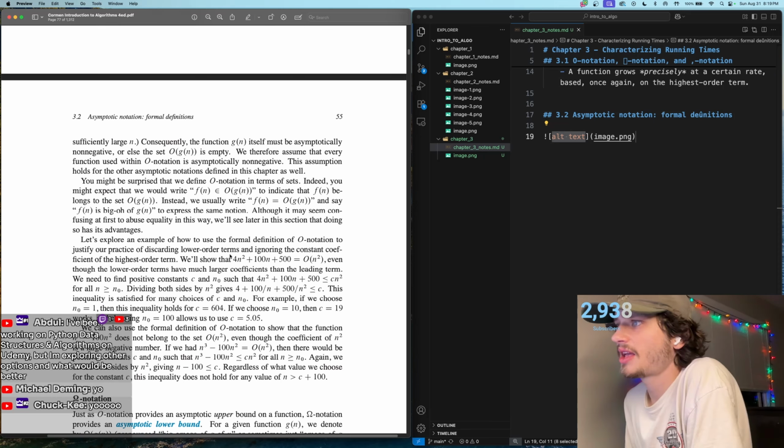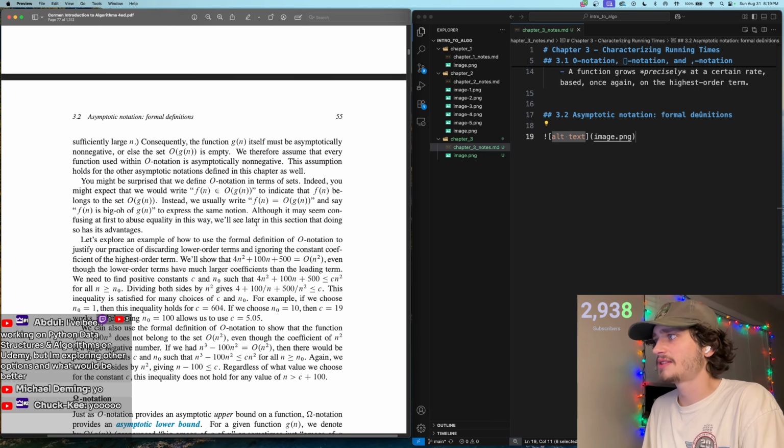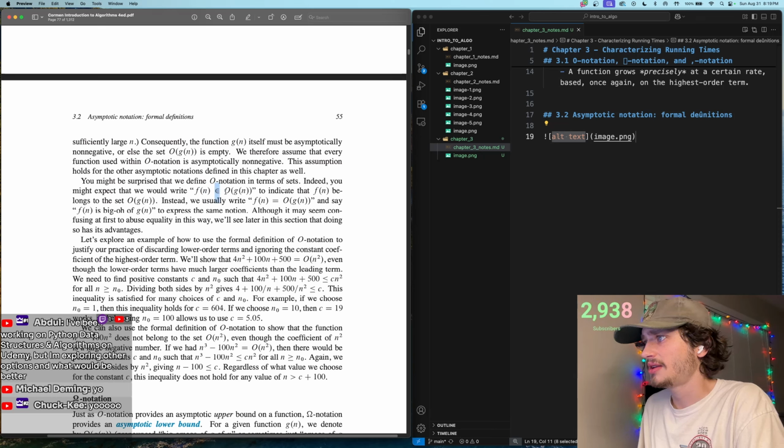You might be surprised that we define O notation in terms of sets. Indeed, you might expect that we would write f of n is in O of g of n to indicate that f of n belongs to the set O of g of n. Instead, we usually write that f of n equals O of g of n and say that f of n is big O of g of n to express the same notion. Although it may seem confusing at first to abuse equality in this way, we'll see later in this section that doing so has its advantages.